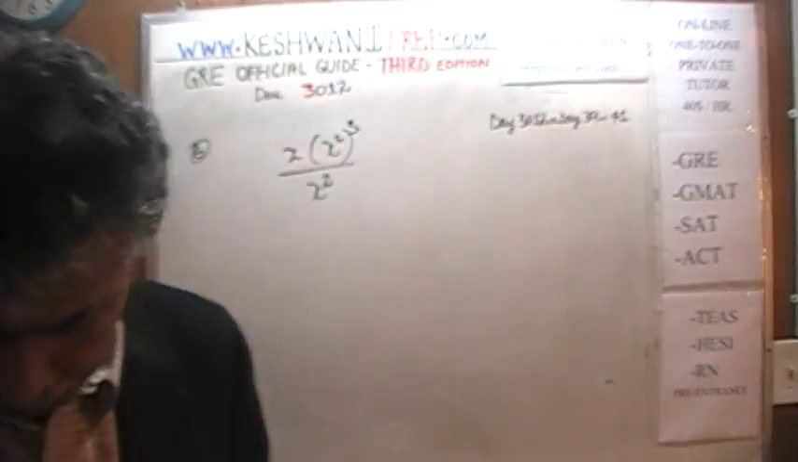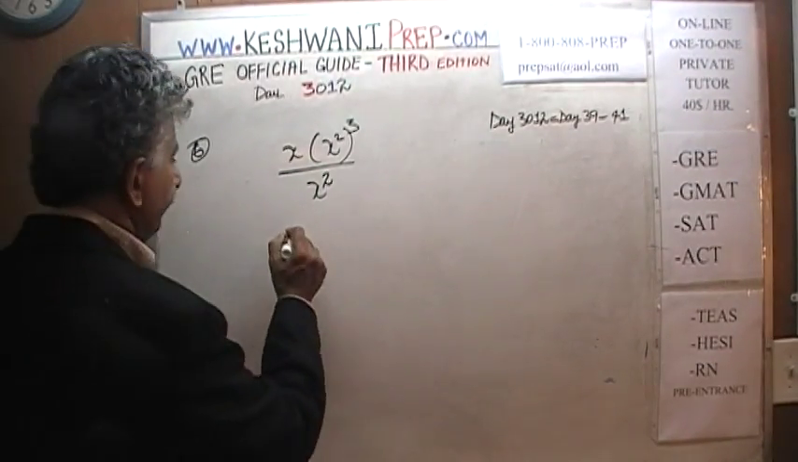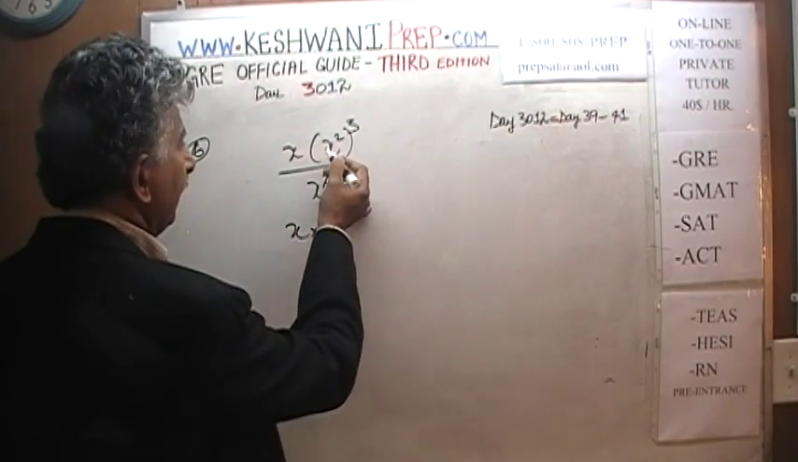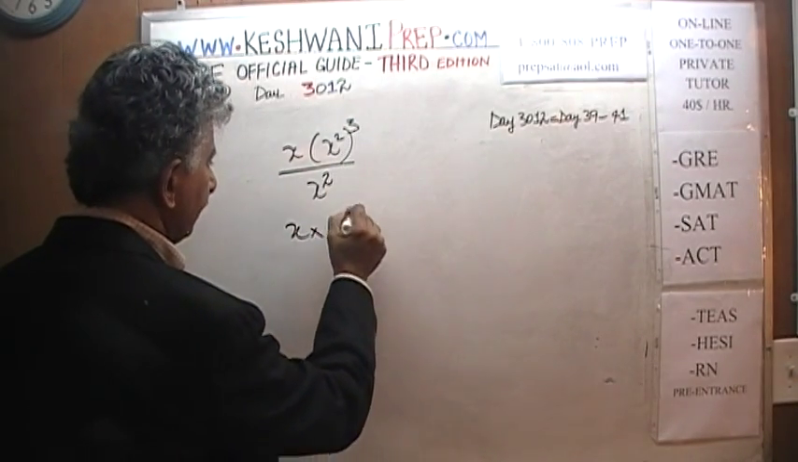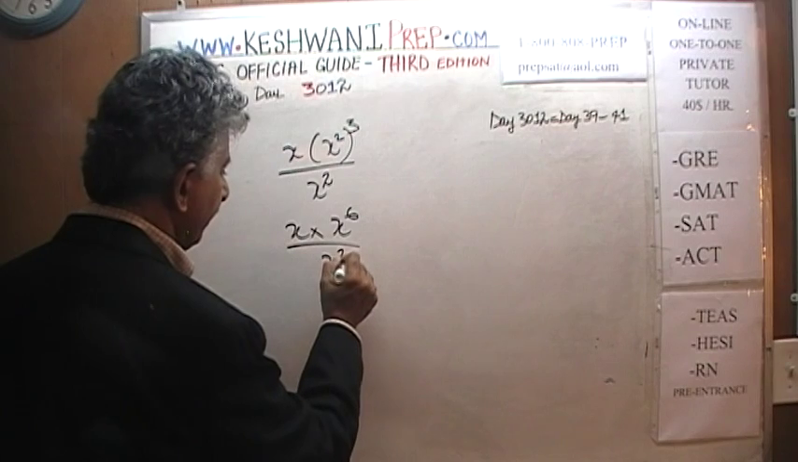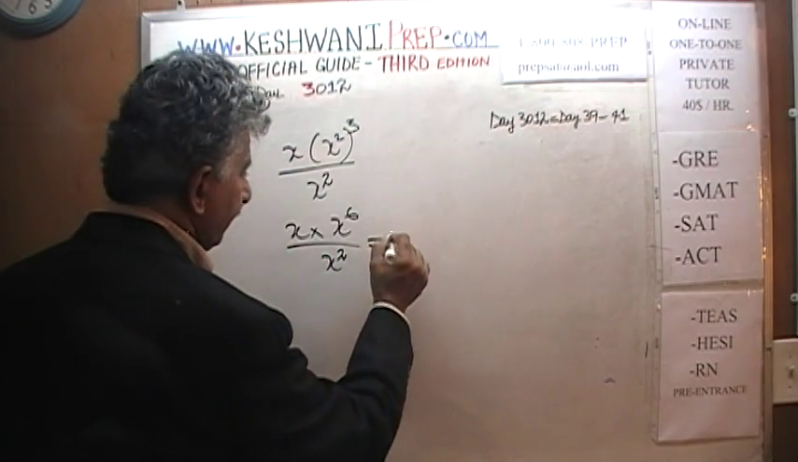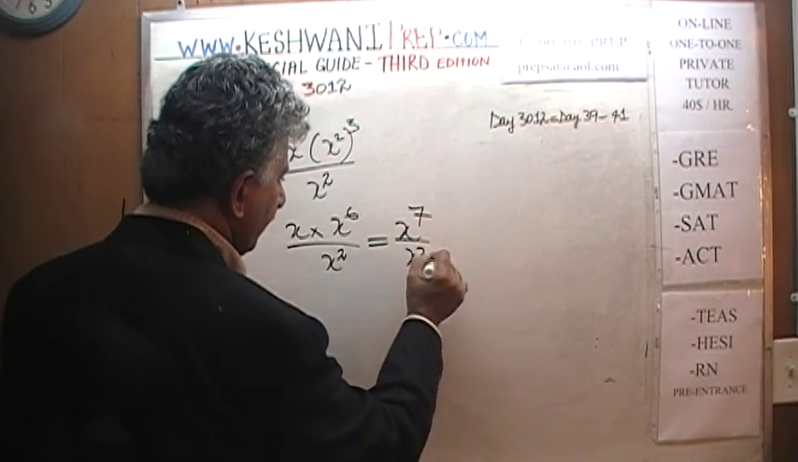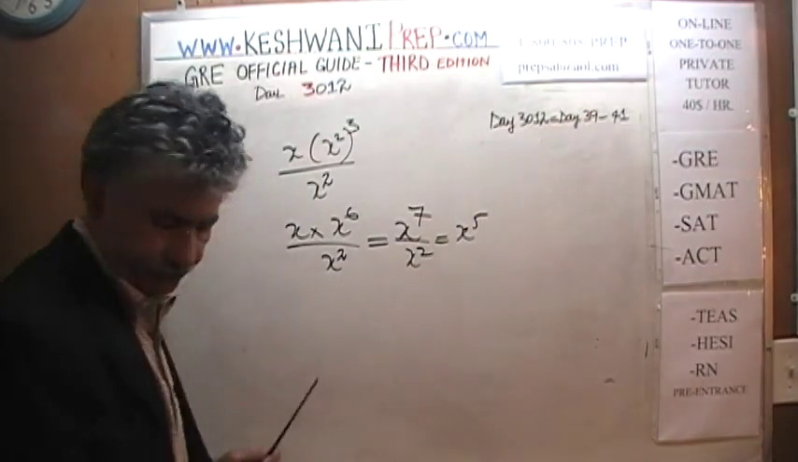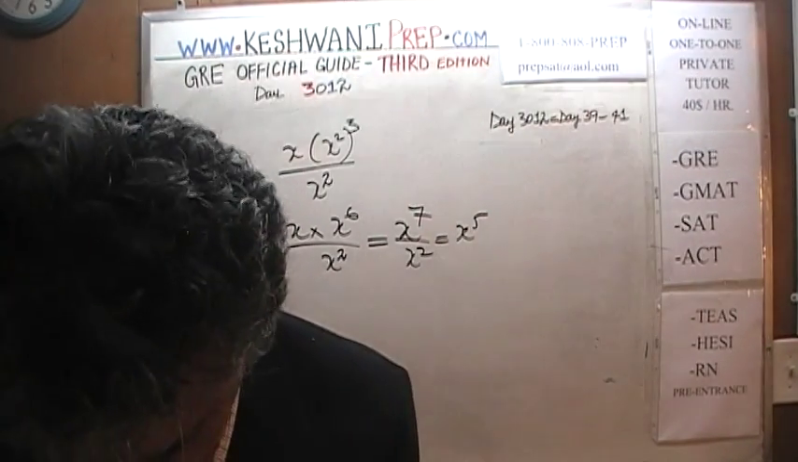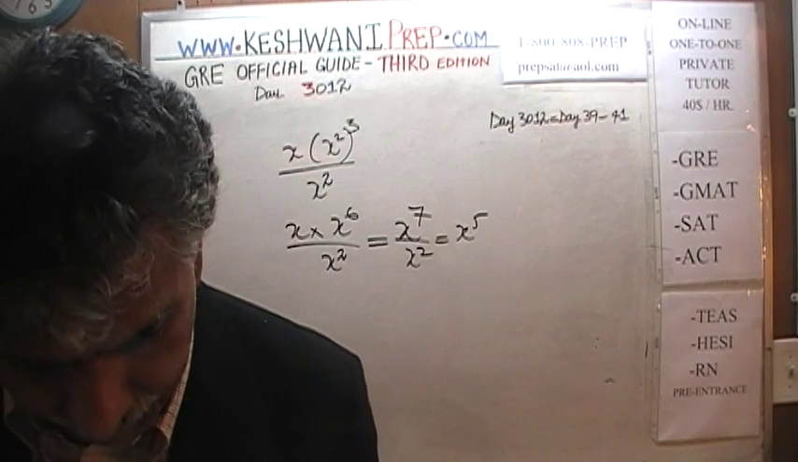Here I'm not going to explain everything, we're just going to do it. So here we have x times x squared to the cube, which is x to the sixth, over x to the second, which is simply x to the seventh over x squared, which is simply x to the fifth. That's all, because we have to just add and subtract the exponents.